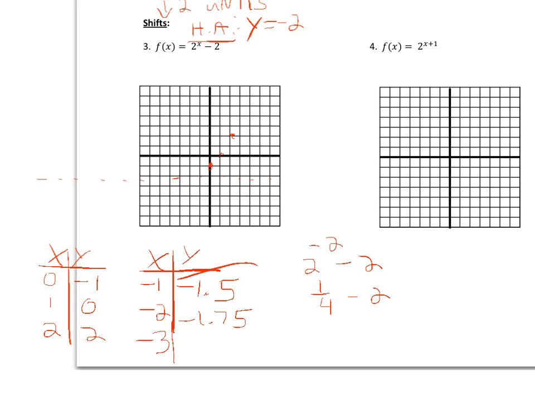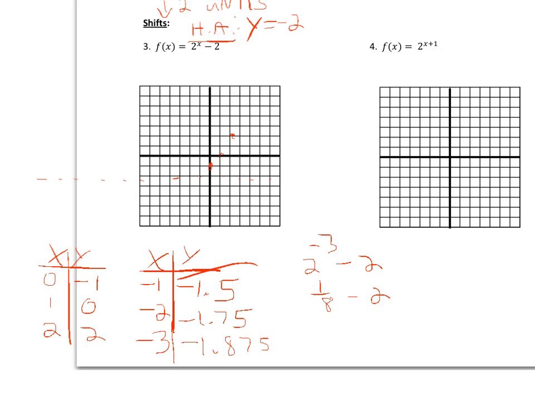If I do another one just to emphasize it, I'm going to put in negative 3. 2 to the negative 3 is 1/8. Okay, and then if you have 1/8 minus 2, this would give you negative 1 7/8, which I believe is negative 1.875. But I kind of exaggerated this.